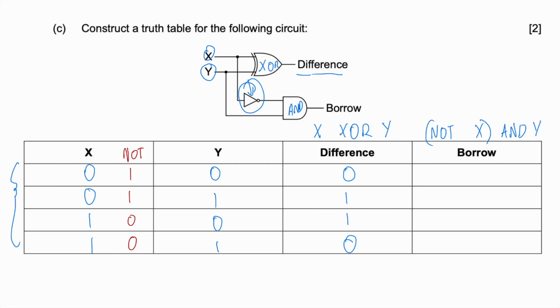Remember, when we use the AND gate, the only time we're going to have a 1 is when both inputs are equal to 1. So in this case, we have 1 and 0, so we're going to have a 0. We have 1 and 1, so we're going to have a 1. We have 0 and 0, so we're going to have a 0, and we have 0 and 1, so we're going to have a 0.